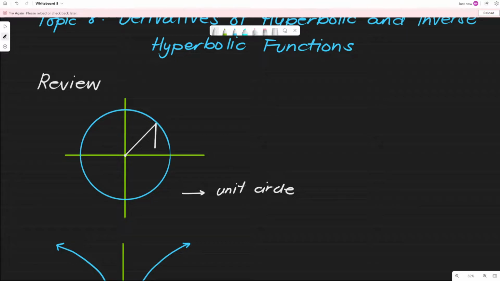So, let's say this one. And then we'll draw a perpendicular line to the x-axis from that point. So, we will create a right triangle. And this right triangle is where our so-called trigonometric functions come from. Our trigo functions, trigonometric functions.